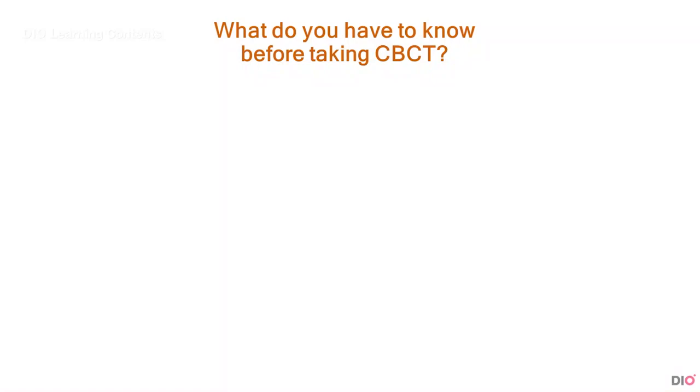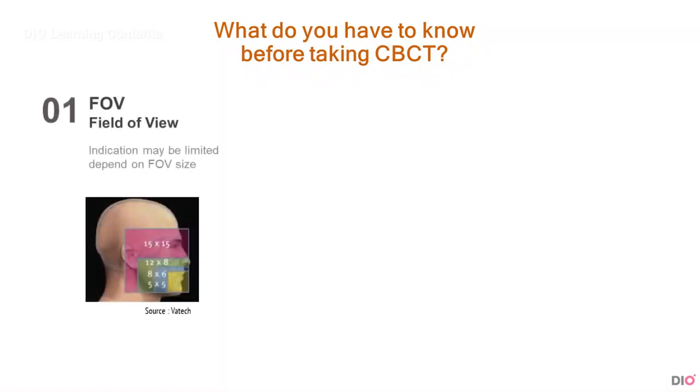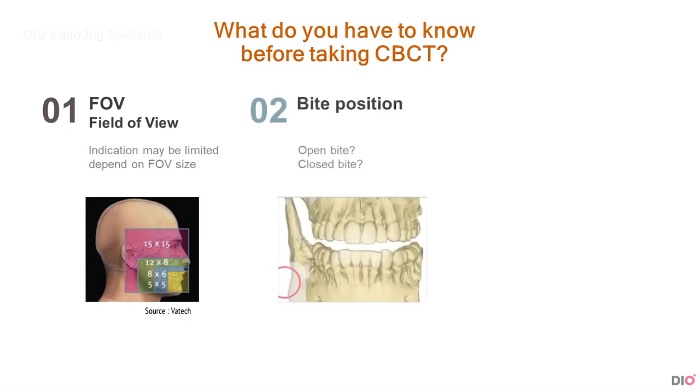First is the FOV size. You should check the FOV size of your CBCT because the surgery using a surgical guide may be limited depending on the FOV size. Second is deciding the bite position the patient should be holding while taking the CT. Open bite or closed bite? What's right in what cases?